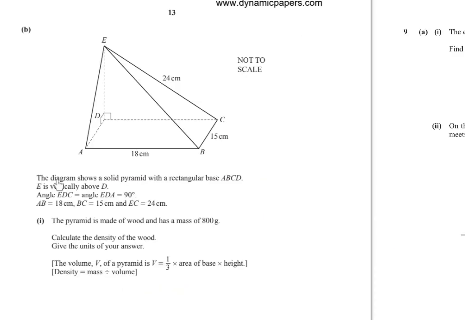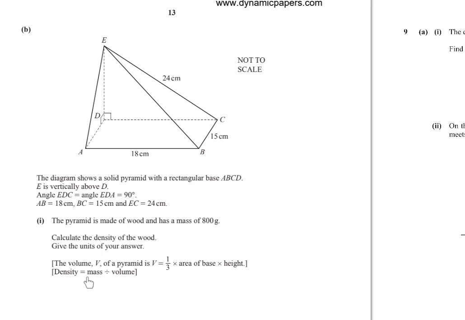B. The diagram shows a solid pyramid with rectangular base A, B, C, D. E is vertically above D. Angle EDC equal angle EDA equals 90. AB equals 18, BC equals 15, and EC is 24. The pyramid is made from wood and it has a mass of 800 grams. Calculate the density of the wood.